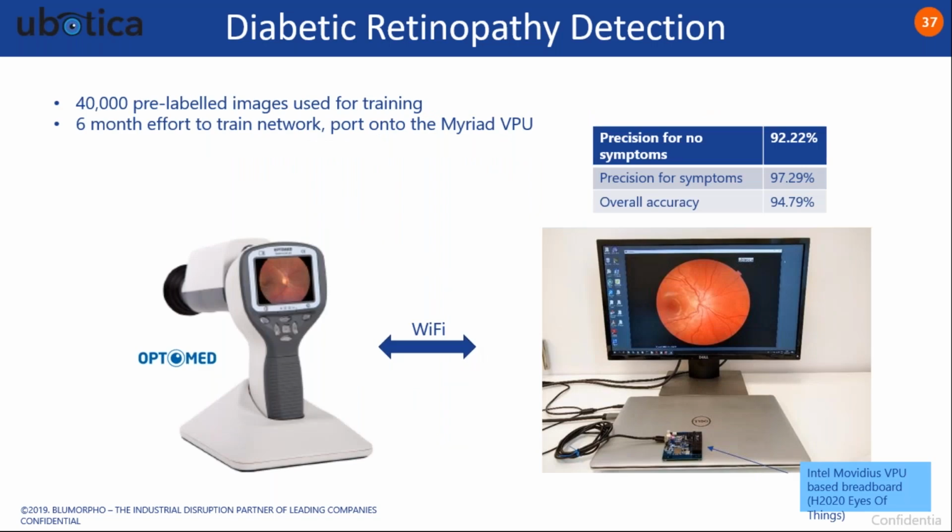Okay, so what we did here was we took a network, we trained it to run on the Intel hardware. We developed a prototype with a company called Optimed who make handheld cameras for taking images of retinas. And in the prototype, we implemented the system where images could be transferred from the camera to the PC, do the inference on the image, make an assessment as to the presence of diabetic retinopathy, and actually transfer that information back to the camera.